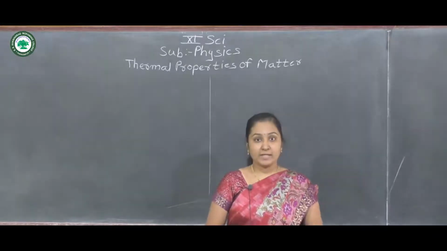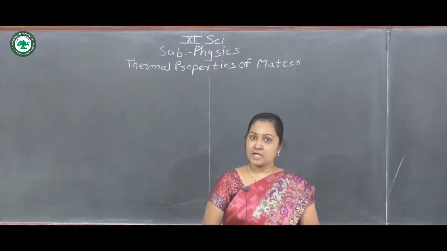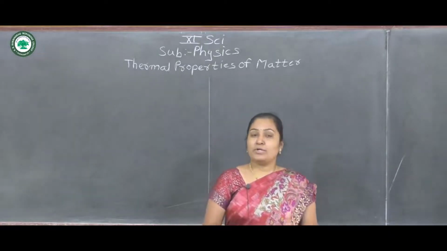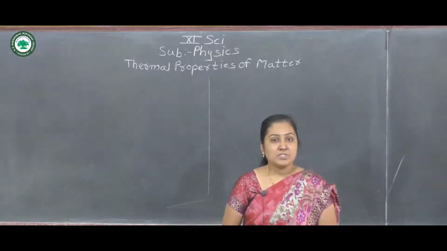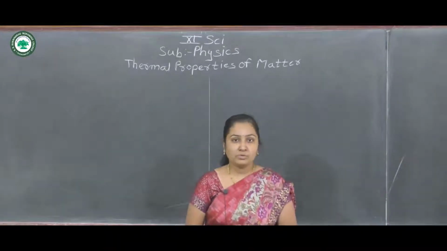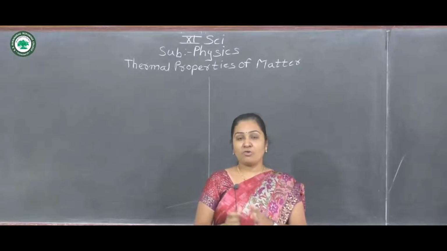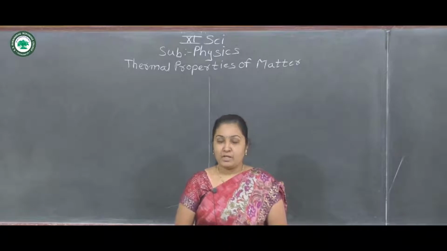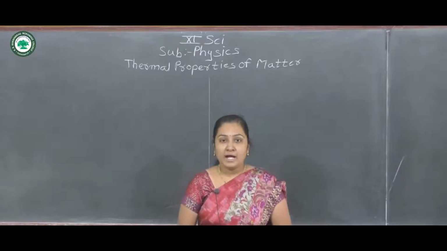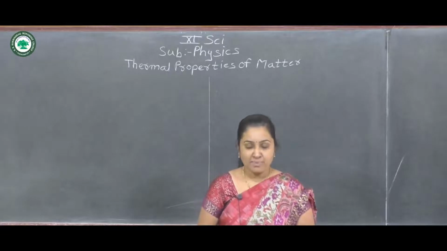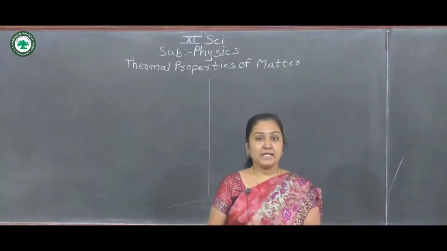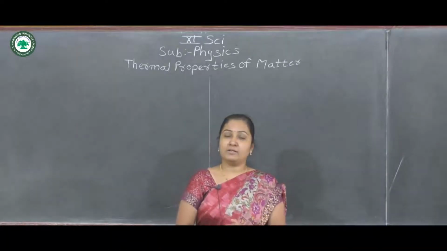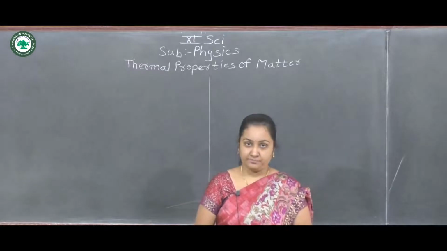We are going to study here 11 Science Physics, chapter number 7, Thermal Properties of Matter. Now in this chapter, in the previous lectures, we have studied the basic introduction of thermal properties, then thermal expansion. In thermal expansion, there are three types: first is linear expansion, second is areal expansion, and third is volume expansion.